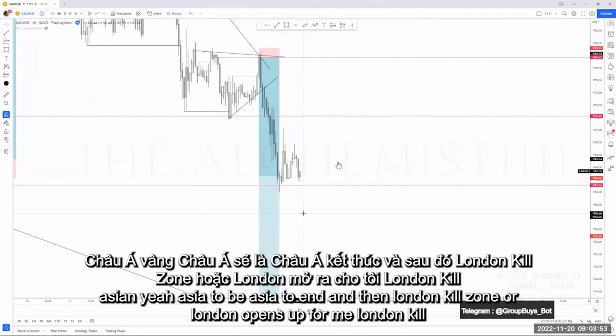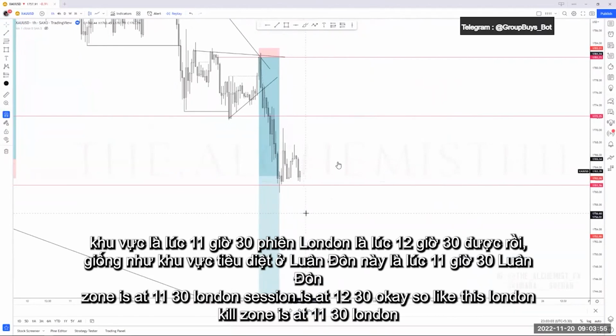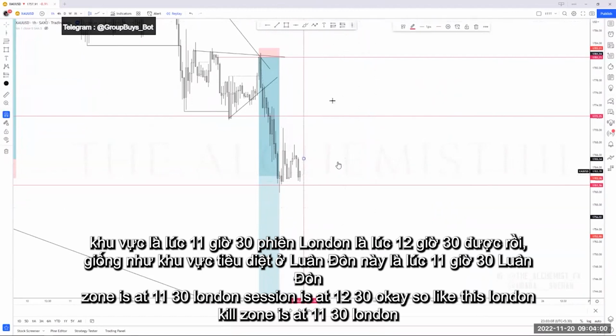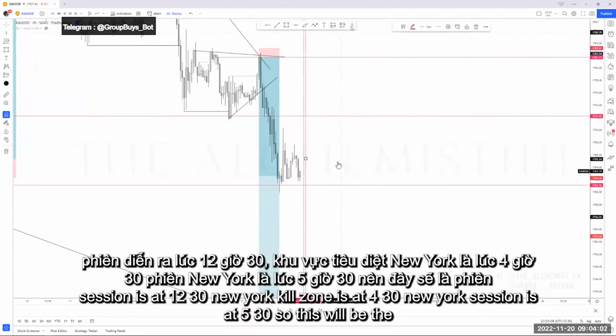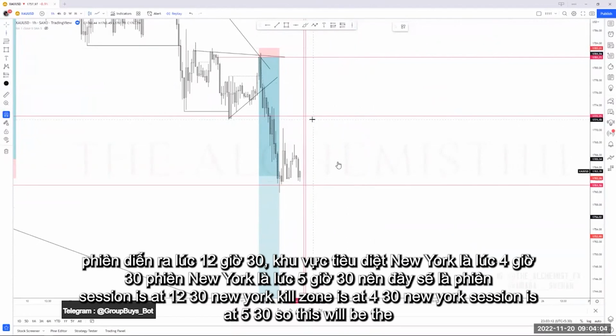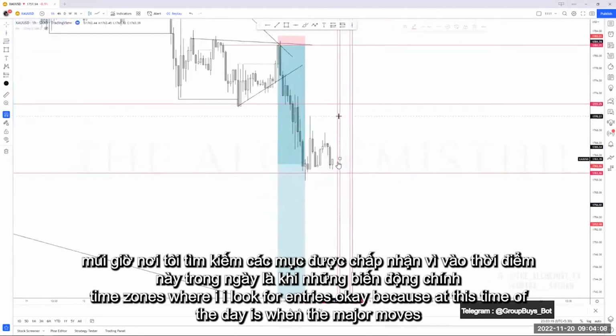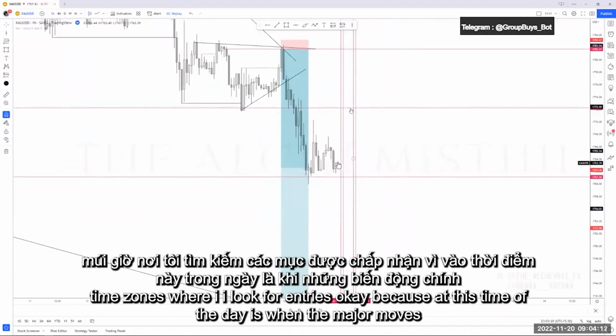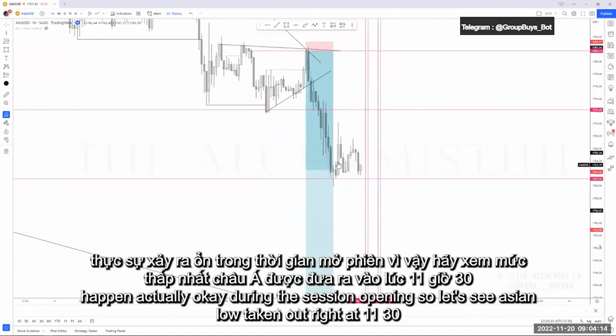So for me, London kill zone is at 11:30. London session is at 12:30. New York kill zone is at 4:30. New York session is at 5:30. So this will be the time zones where I look for entries. Okay, because at this time of the day is when the major moves happen actually, during the session opening.